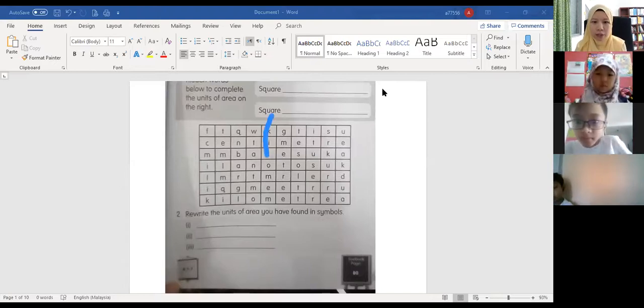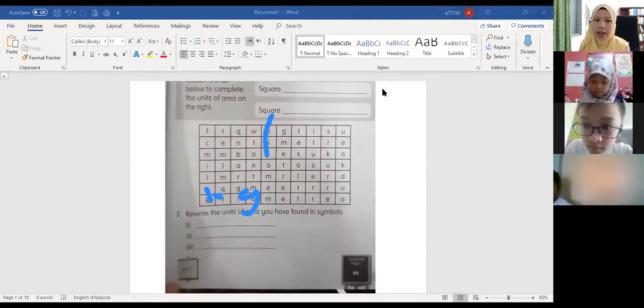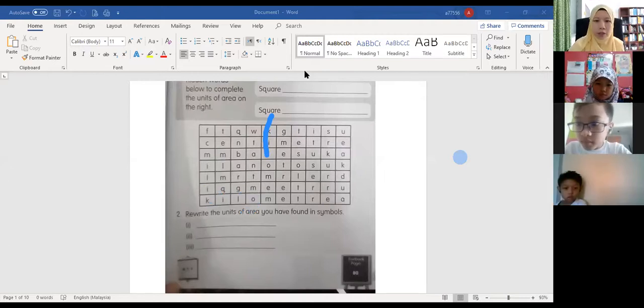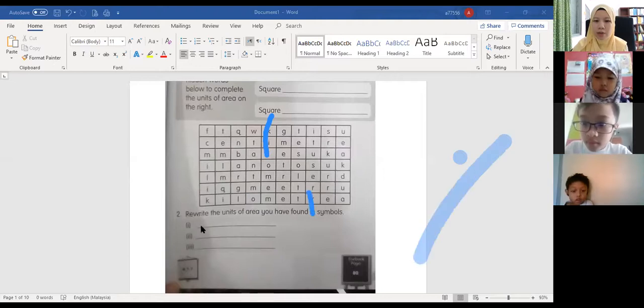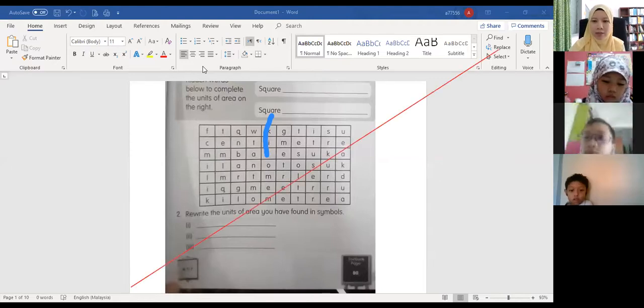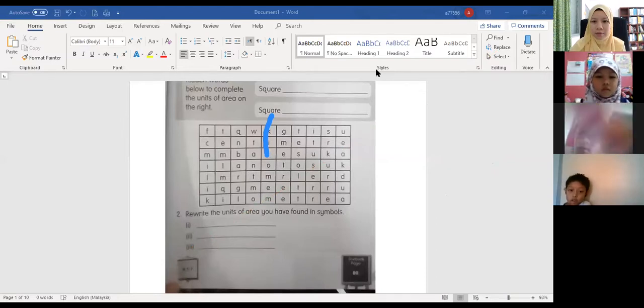All done. Okay, good. Yes, Ilham, very good. You give me the correct answer. KL tu salah. KM, kilometer. Symbol KM, not KL. Tulis dekat sini, dekat number 1, 2, 3. Awak boleh ambil teks. Ibrahim, you can use text. Okay, 1 minute. You can use text.